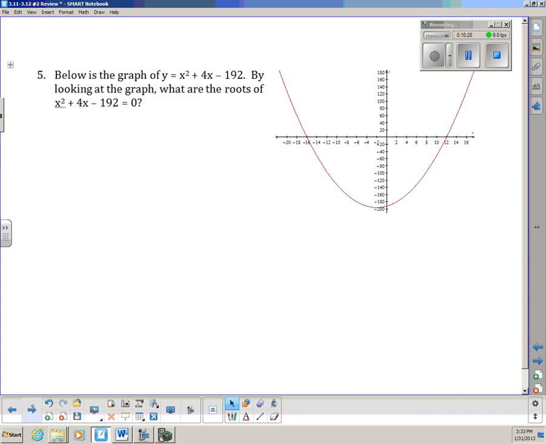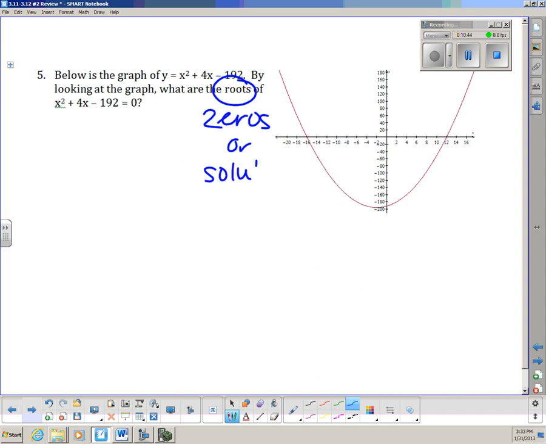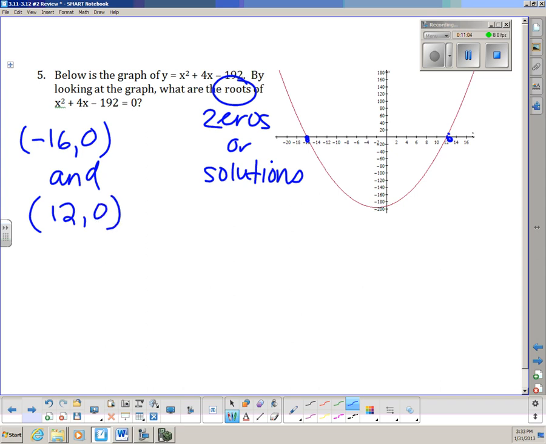Okay, next one. Below is the graph of y equals x squared plus 4x minus 192. By looking at the graph, what are the roots? The roots are the same thing as the zeros, which are the same thing as the solutions. We'll go by the zeros first, and then we'll talk about solutions. Well, here is a zero. Here is a zero. It's where the graph crosses the x-axis. So one of the roots, as an ordered pair, is negative 16, 0. The other root as an ordered pair is 12, 0. These right here are your roots.